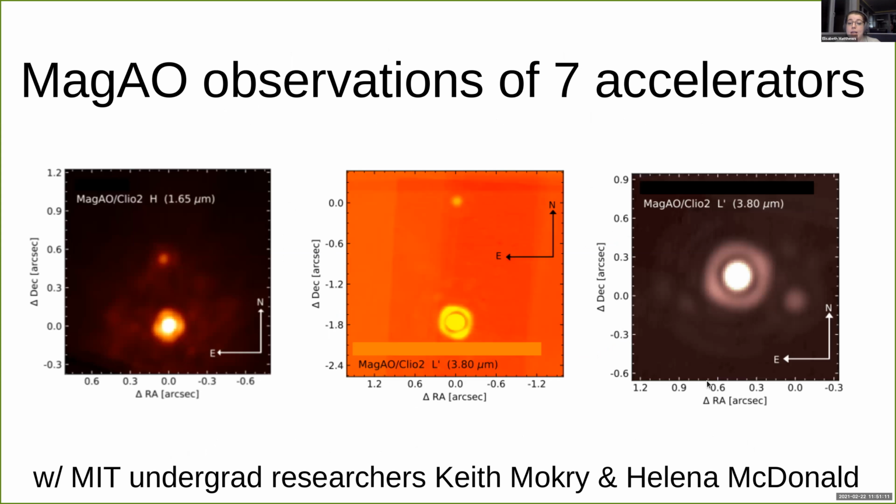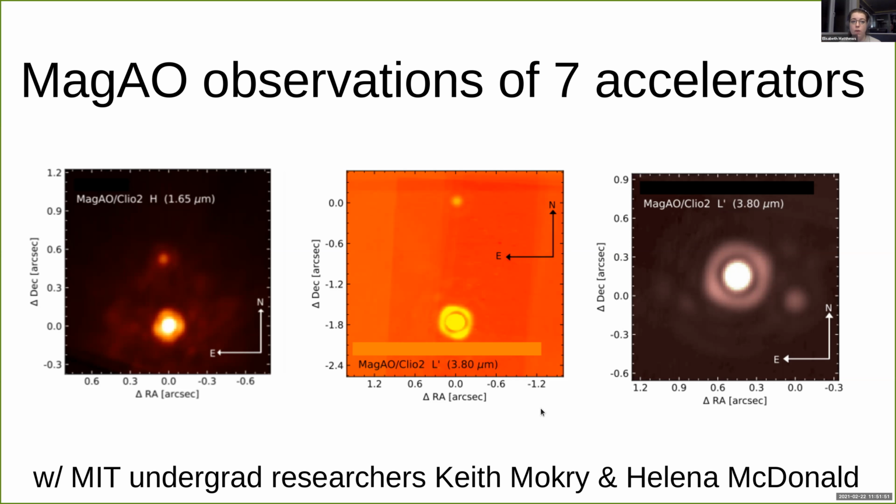I already have a small survey, which I carried out with the MagAO-X instrument at Magellan, where we looked at 7 of these targets that show acceleration between the Hipparcos and the Gaia eras. And I had some really great undergrad researchers at MIT this summer, Keith Mockery and Helena McDonald, who reduced this data for me. And you can see actually 3 of these 7 targets have companions. Now, we haven't yet had a chance to study the properties of those companions, predict masses or anything like that. But this demonstrates that this is a really exciting technique, and these accelerators should help us to guide our surveys and to be able to make more targeted direct imaging observations.